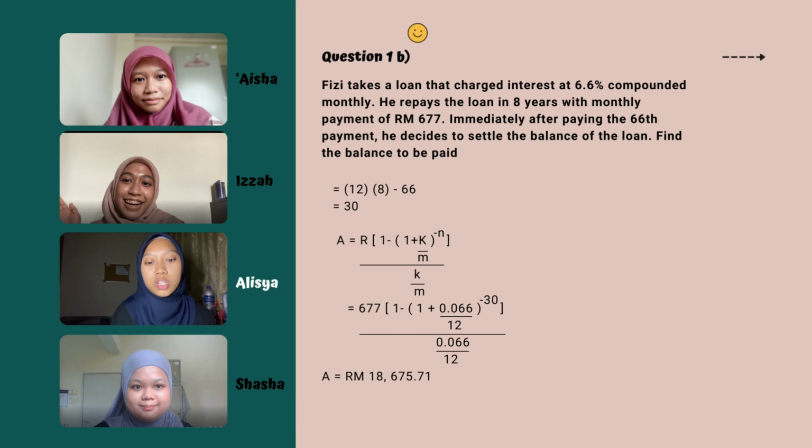Izzah takes a loan that charges interest at 6.6% compounded monthly. He repays the loan in 8 years with monthly payment of 677 ringgit. Immediately after paying the 66th payment, he decides to settle the balance of the loan. So, we need to find the balance that Izzah has to pay. We need to use the A formula, which is known as present value. And the answer for this question is 18,675 ringgit 78 cents.